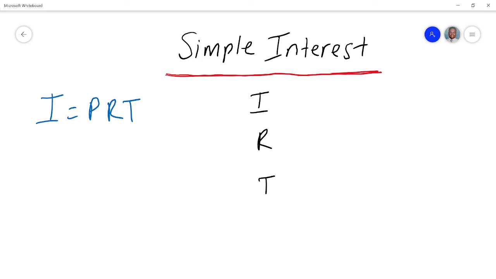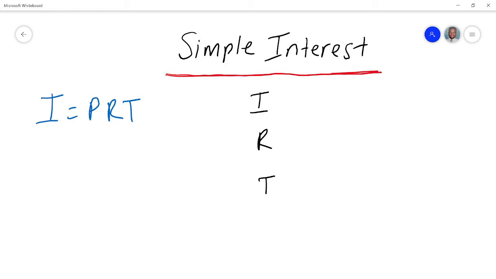Hi guys, in this episode of the series, we're going to be talking about a formula used to calculate simple interest. And then we'll further look at how we can use changing the subject of a formula to find principal, which is P, rate, which is R, and T, which is time.